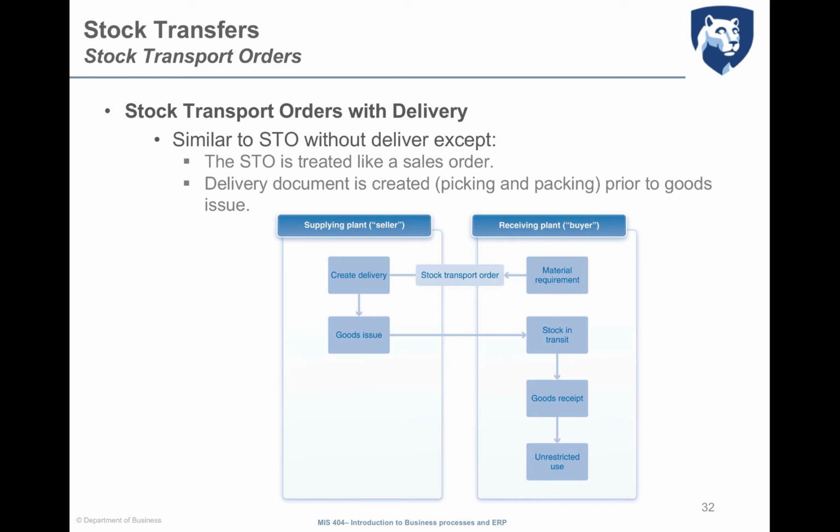So once the delivery document has been created, the rest of the shipping tasks, so pick and pack, are completed, and goods issue is posted. Then once arrived at the receiving plant, the procedure is the same. So the stock is put in transit, then the goods receipt is verified, that the materials that have arrived match the stock transport order, and if they match, the material is then confirmed and put in unrestricted use.